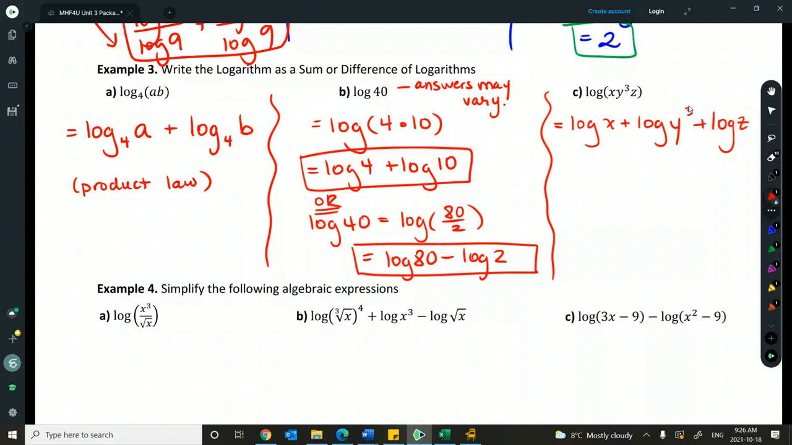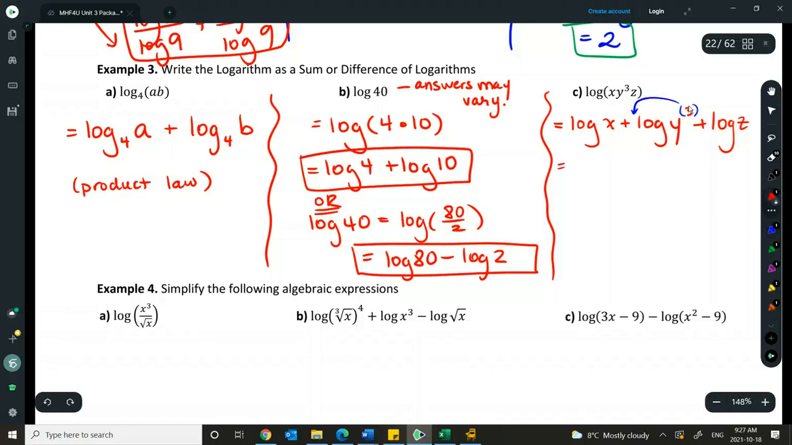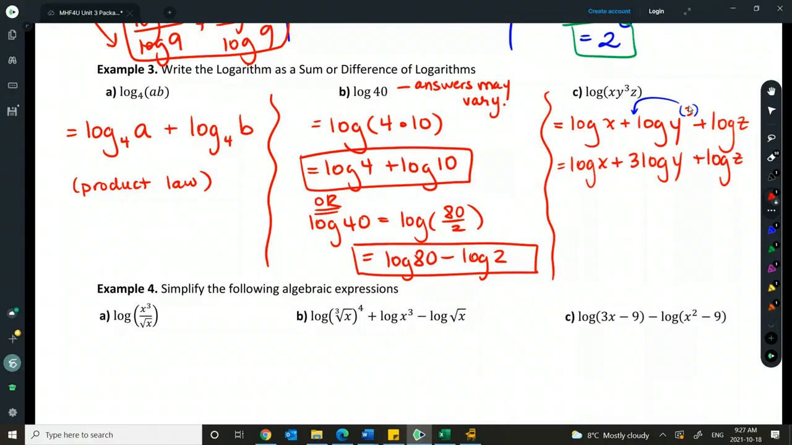If I wanted to maybe fully expand this, I could also apply the power law and bring the 3 down in front of the logarithm. You don't have to, but if it says express this in fully expanded form or something like that, then you would bring the 3 down in front of that logarithm. So I guess we can just practice that now. Maybe we'll just take that and bring that down, so we know we can do that. Okay, any questions on any of these 3 here?